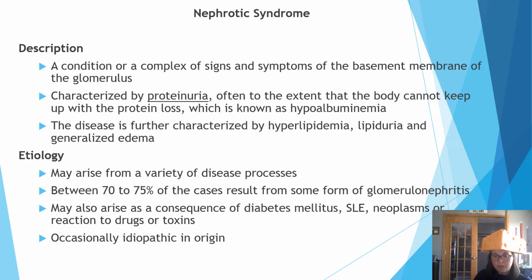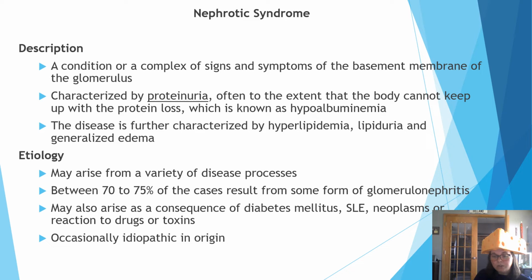Nephrotic syndrome. Nephrotic syndrome is a disease that affects the nephrons of the kidneys. It is a condition or complex of signs and symptoms of the basement membrane of the glomerulus, often characterized by proteinuria. This is where the body cannot keep up with the protein loss, also known as hypoproteinemia. Nephrotic syndrome is further characterized by hyperlipidemia, lipiduria, and generalized edema. A lot of terminologies here.